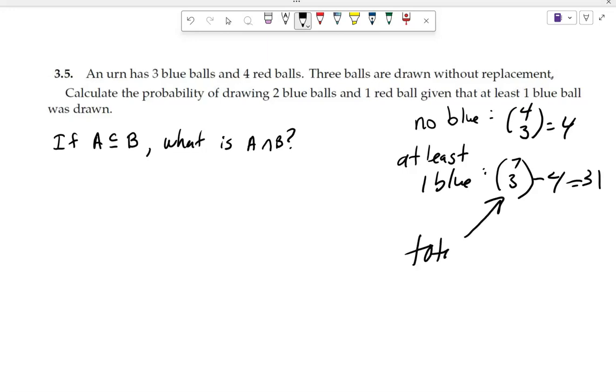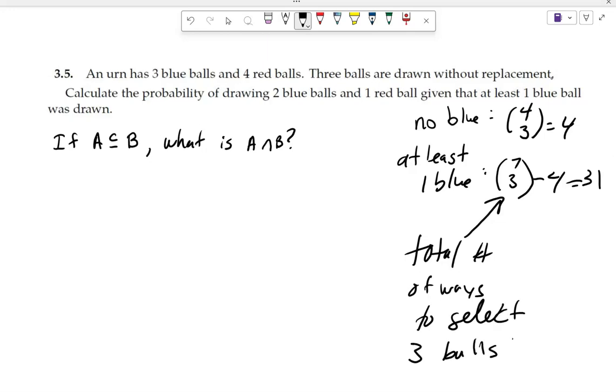This is the total number of ways to select 3 balls from 7. This is no blues. If I take out the ones that don't have blues, the rest of them have at least 1 blue. Yeah, okay, good. This is going to be our denominator.